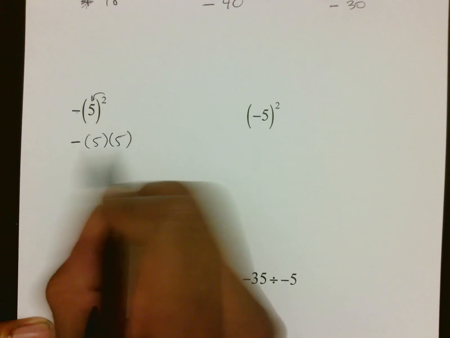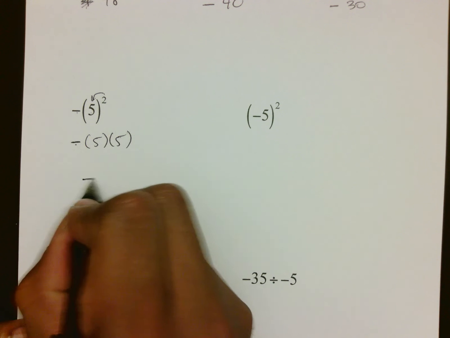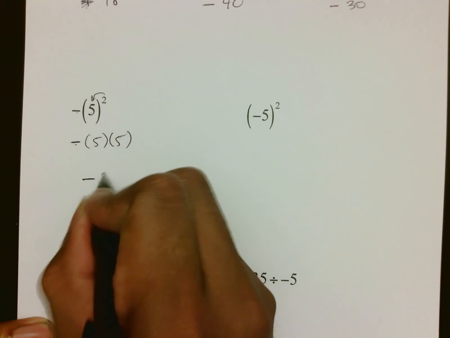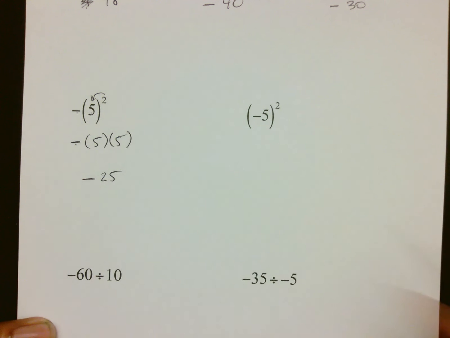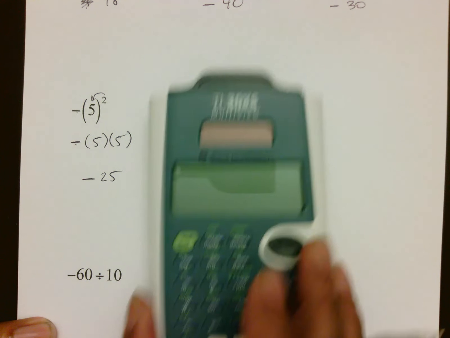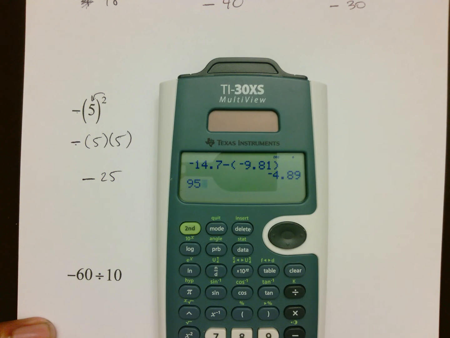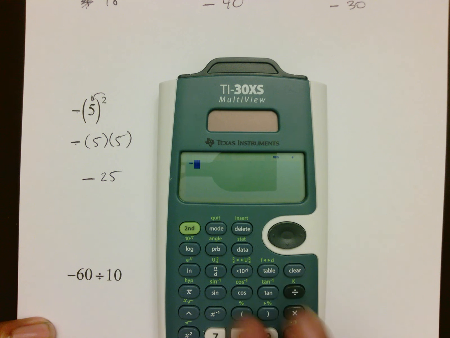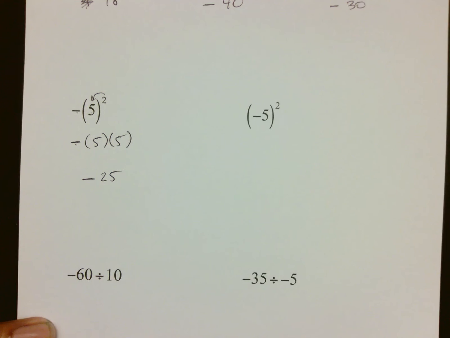Now when we do it, we see how many negatives. Of course, 1, which means our answer is negative, and then 5 times 5 is 25, and you see your answer is negative 25. Even if you type it into your calculator as negative parentheses 5 closed squared, it gives me the answer negative 25.